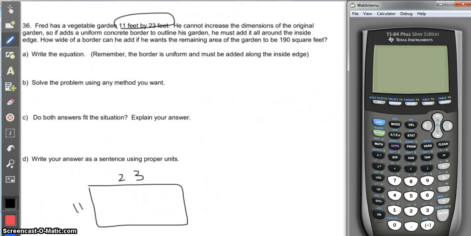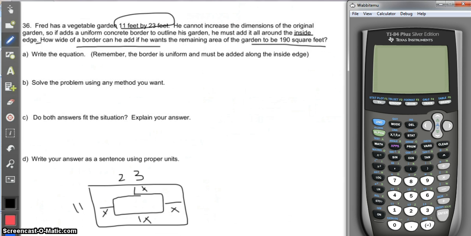So he wants to create a concrete border to outline his garden. He must add it all around the inside of the edge. So basically he needs to create something on the inside. As you can see, to do that, he has to cut down an equal amount from each side. So in this case, they're asking how wide the border on the inside should be, and the remaining area is going to be 190.